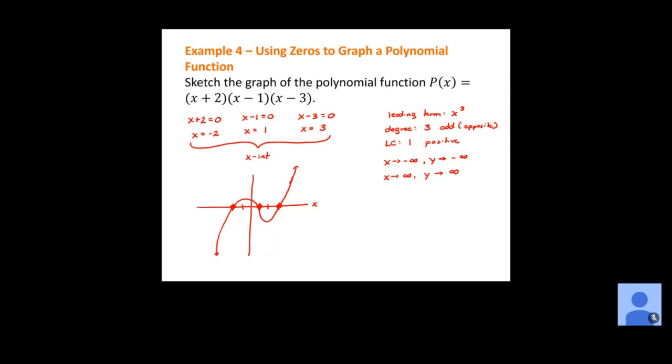So again, just by knowing the end behavior and the x-intercepts, we can get at least a decent idea of what this graph's going to look like. And again, the only thing we don't quite know for sure yet is how high and low those middle parts are going to go.